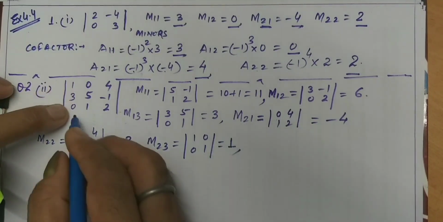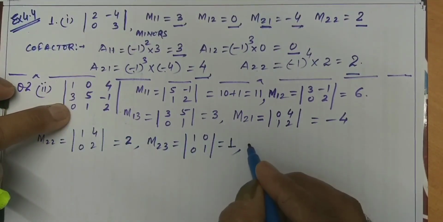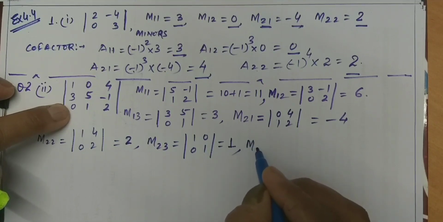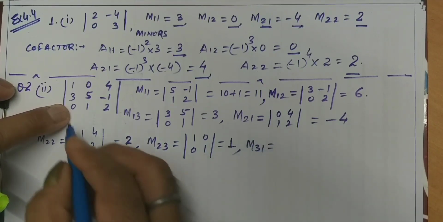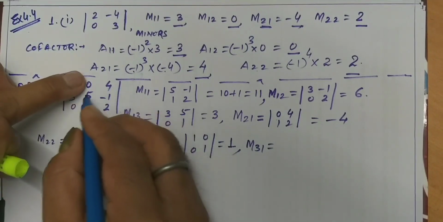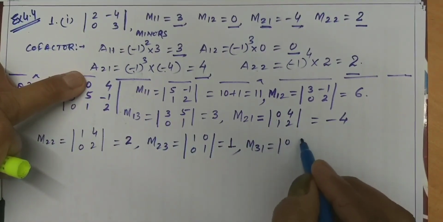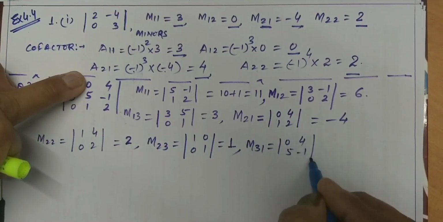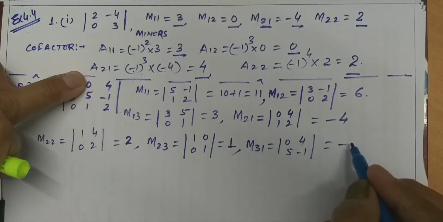Now we are starting the third row, that is A31, which is M31 in this case, that is 0, leaving this way 0 4, 5 minus 1, which is equal to 0 and minus 20.